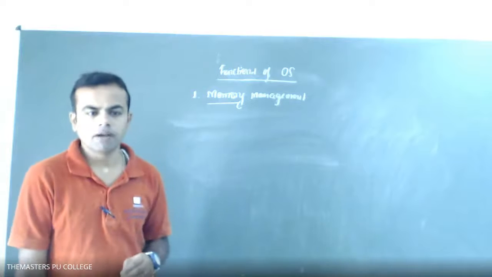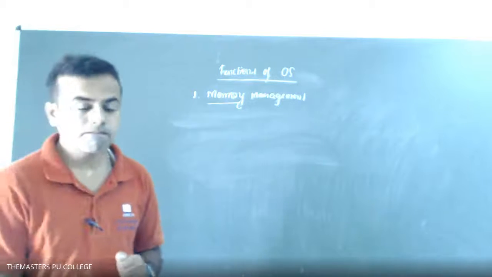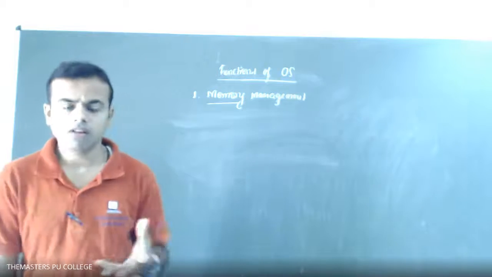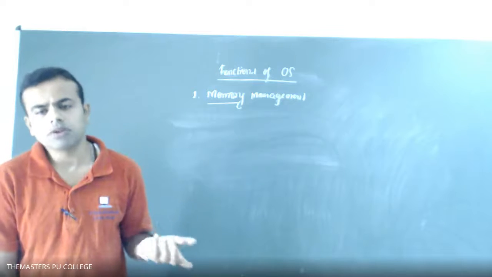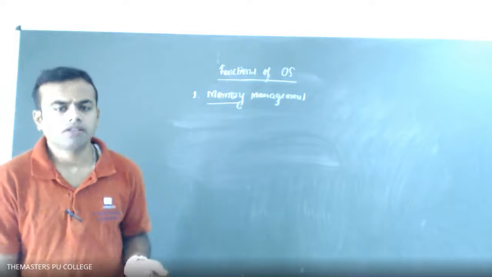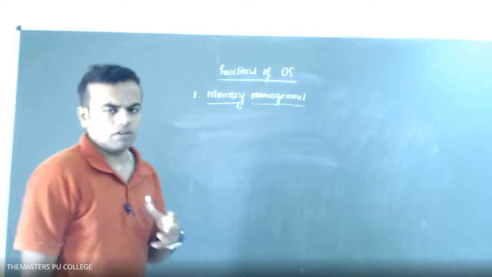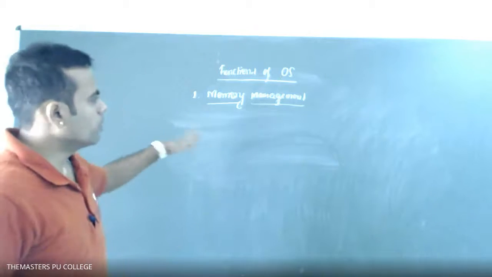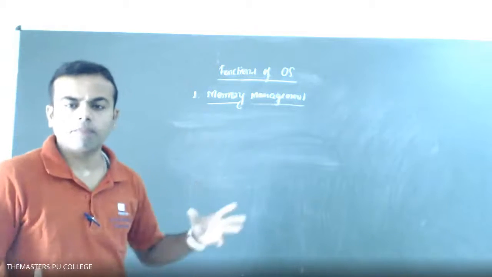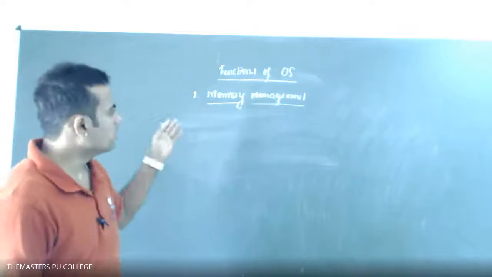What do you mean by memory? Capacity of storage is known as memory. The storage capacity of the computer system is known as memory. Okay, so how will the operating system manage it? What do you mean by memory management? How will the operating system control it? How does it function in memory management?